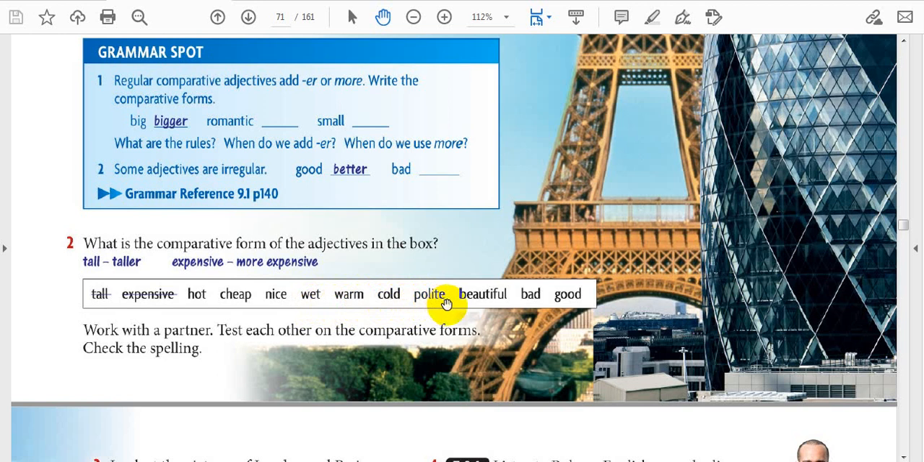Polite, just R. Beautiful, more beautiful. Polite, more polite, sorry, because it has two syllables. More polite. Bad, worse. Good, better.